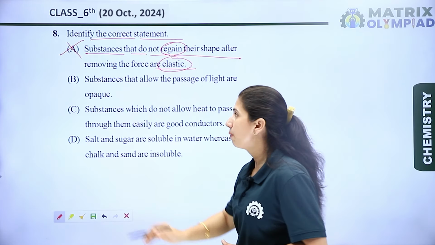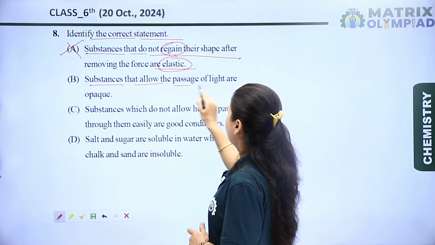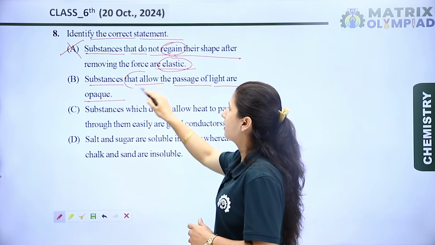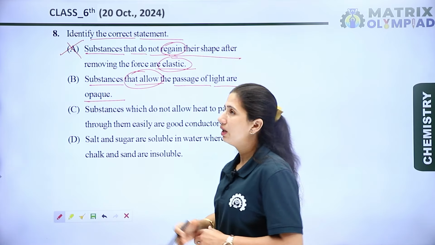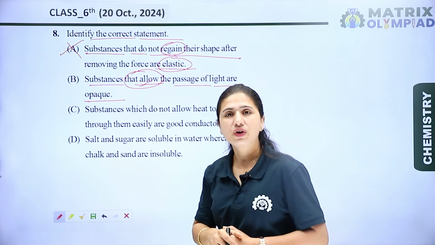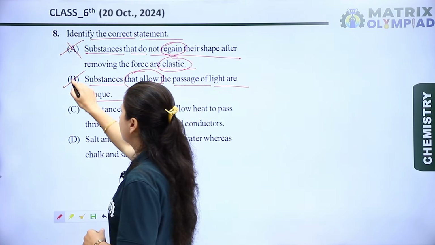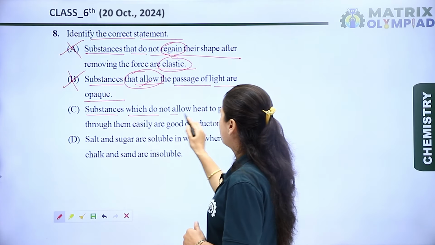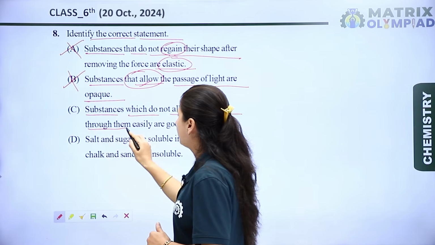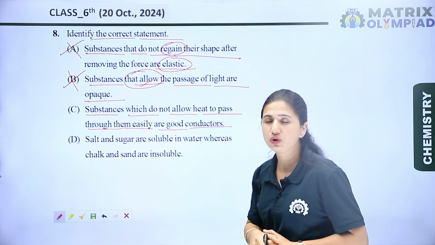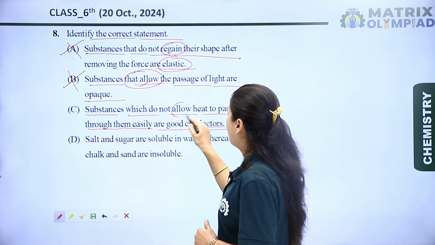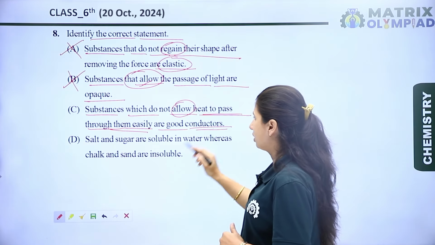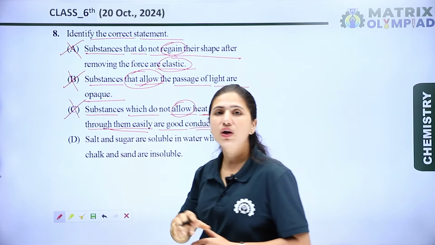Now the next is, substances that allow the passage of light are opaque. No, opaque substances do not allow light to pass. These substances are known as transparent substances. So B is also a wrong option. Now the next one is, substances which do not allow heat to pass through them easily are good conductors. No, conductors allow heat to pass through them, so they are known as conductors. So option C is also a wrong option.